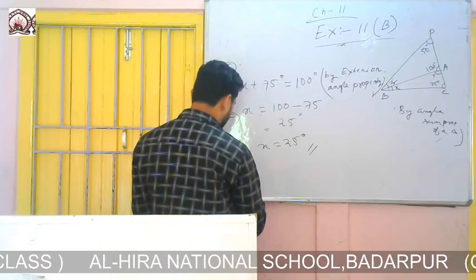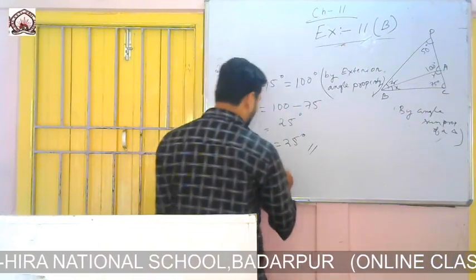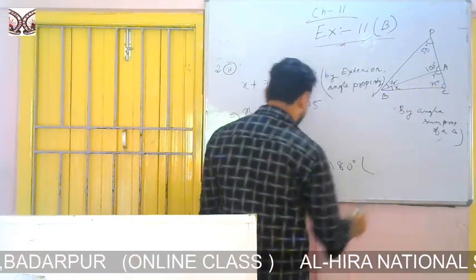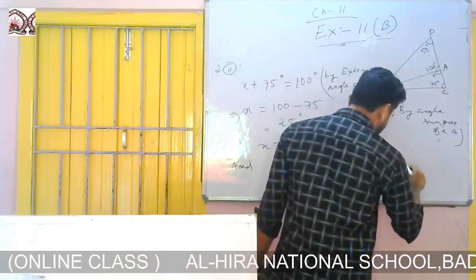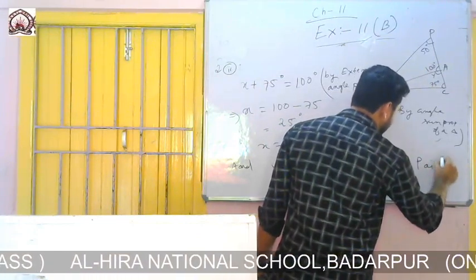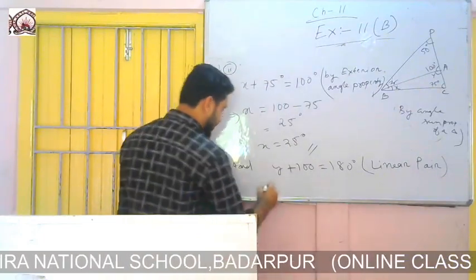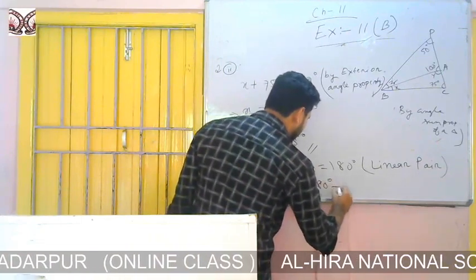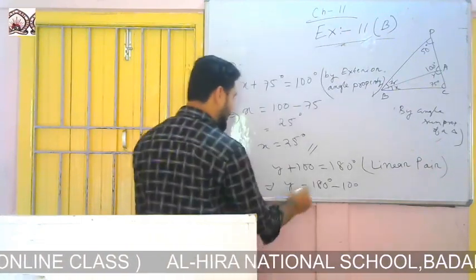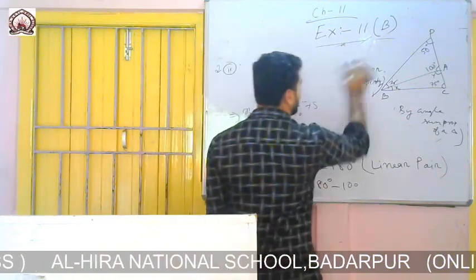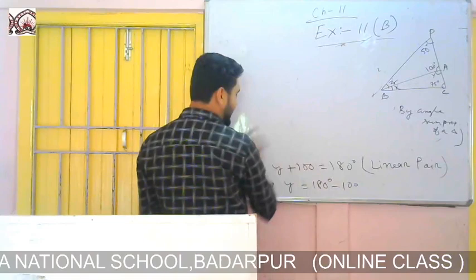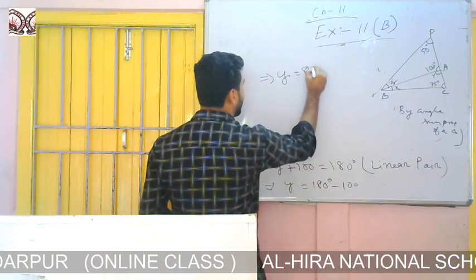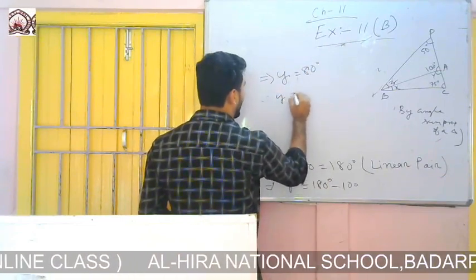So write Y plus 100 degrees equals to 180 degrees. You write in bracket linear pair, as I discussed already earlier. So I can write Y equals to 180 degrees minus 100 degrees. Then Y equals to 180 minus 100, that means 80 degrees. Therefore Y equals to 80 degrees.